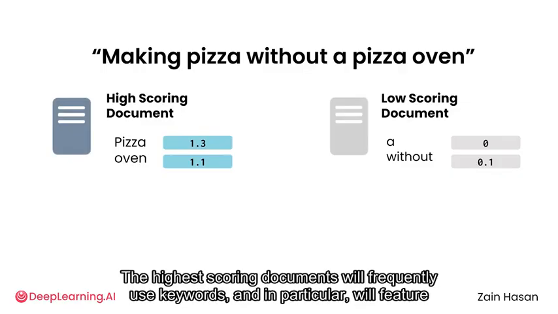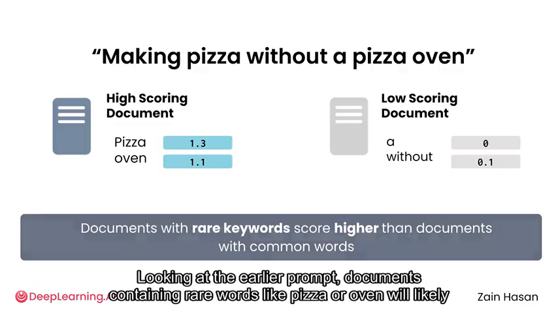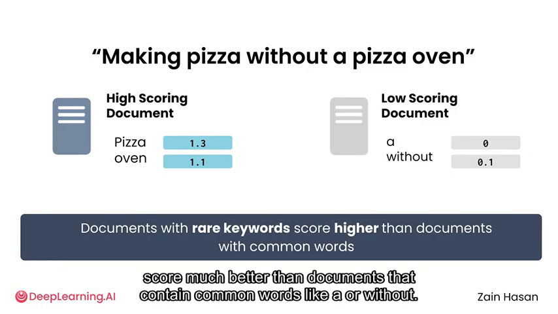The highest scoring documents will frequently use keywords, and in particular, will feature many keywords that are rare across the entire knowledge base. Looking at the earlier prompt, documents containing rare words like "pizza" or "oven" will likely score much better than documents that contain common words like "or" without.